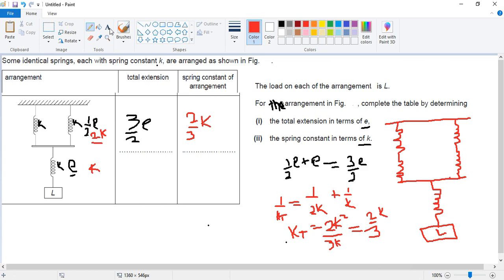Note that each spring has spring constant k. Let each spring have spring constant k. Find the total extension in terms of E, and find the effective spring constant in terms of k. I think I should stop here for now.